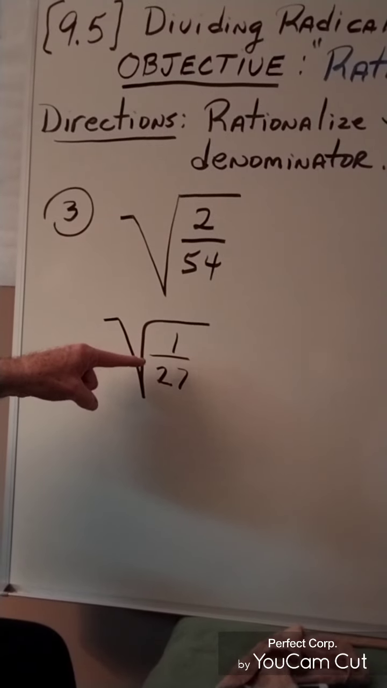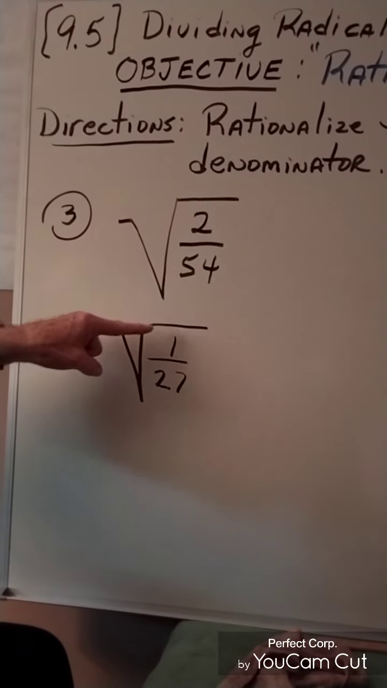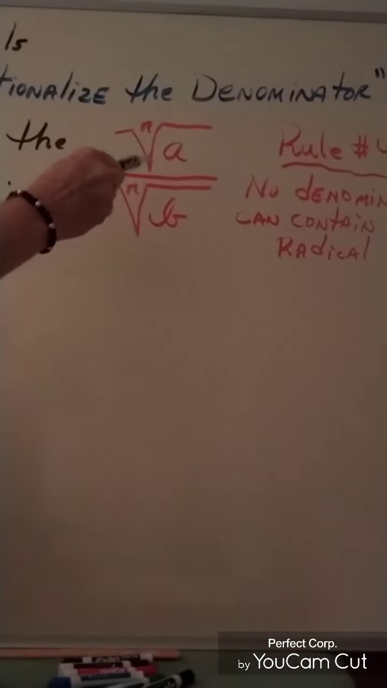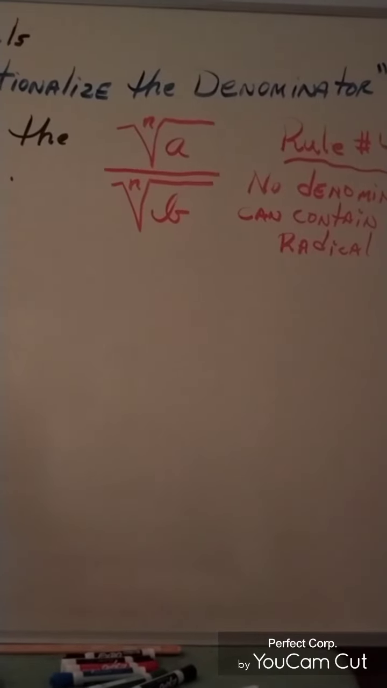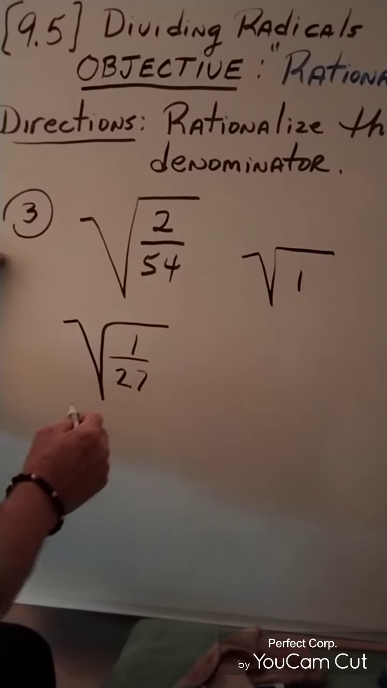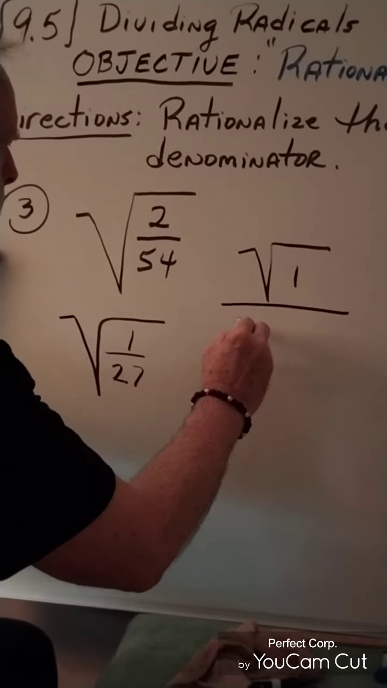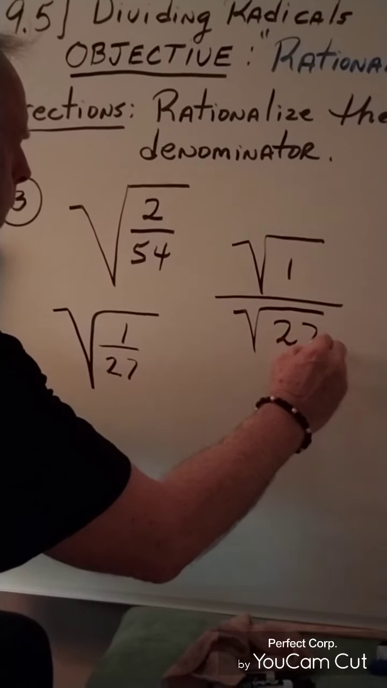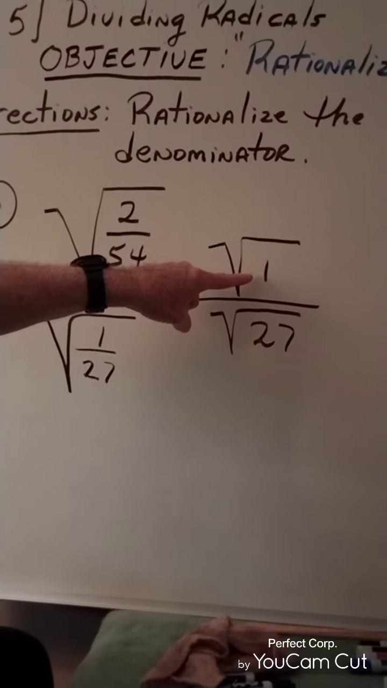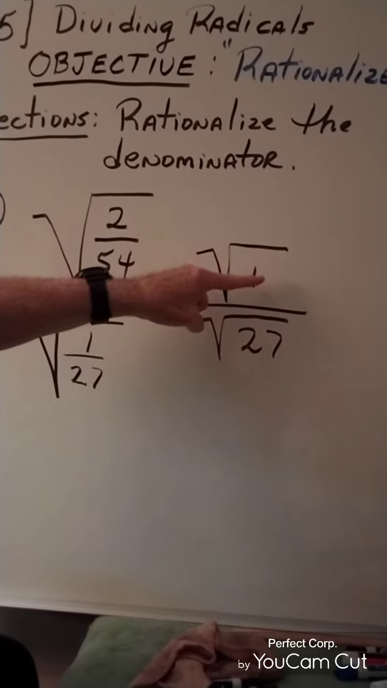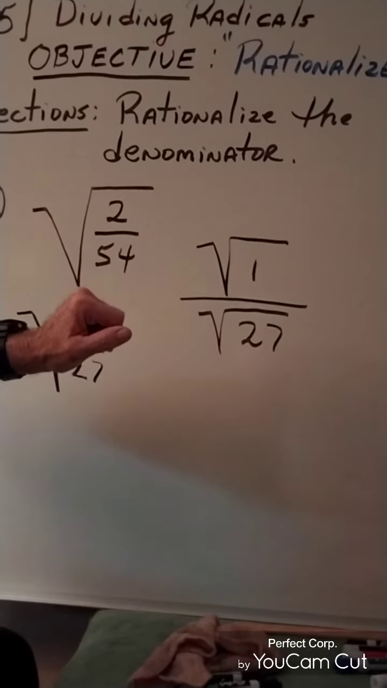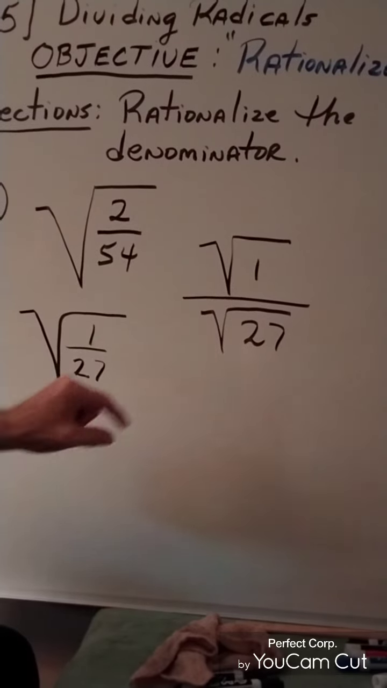So now we're going to have to use the quotient rule of radicals and split this up so it becomes written in this form. So we'll have the radical of 1 divided by the radical of 27. The radical of 1 represents a rational number because the principal or positive square root of 1 is 1. So he's going to come out of his house.